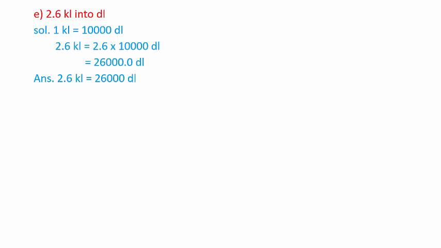Now our next question is 2.6 kiloliter into deciliter. Since kiloliter is a bigger unit and deciliter is a smaller unit, the operation here will be multiplication, and the relation between kiloliter and deciliter is 1 kiloliter equals 10,000 deciliter. So converting 2.6 kiloliter into deciliter, we need to multiply it by 10,000. That is 2.6 into 10,000 deciliter, which is equal to 26,000 deciliter. So the answer is 2.6 kiloliter equals 26,000 deciliter.